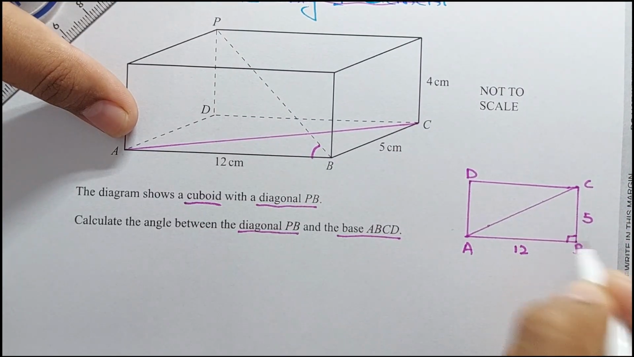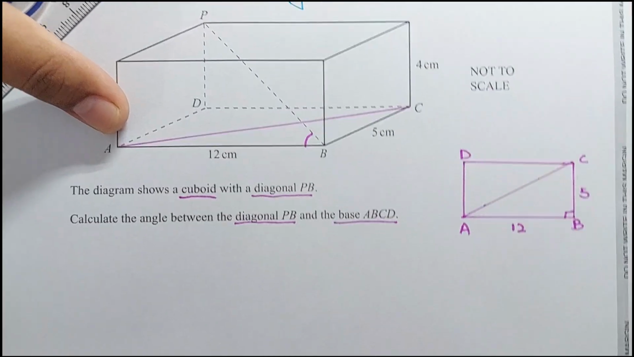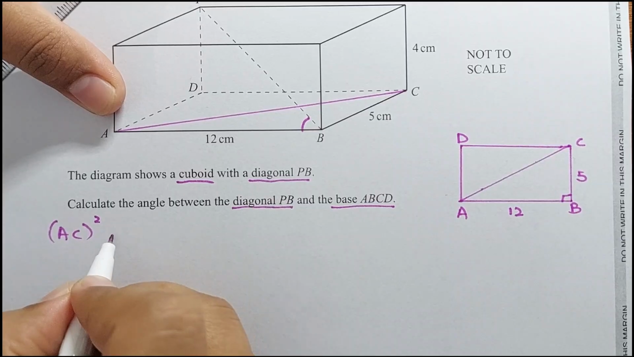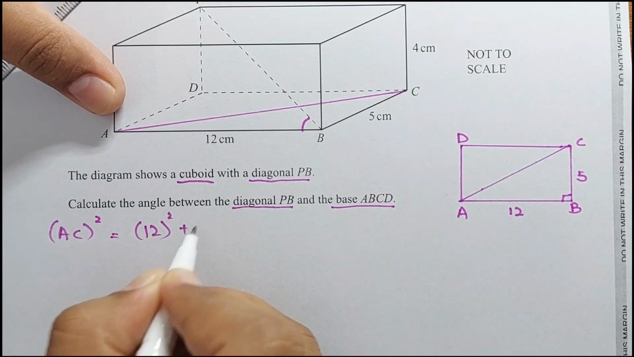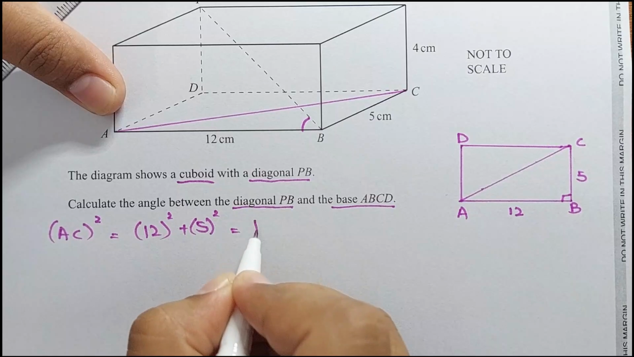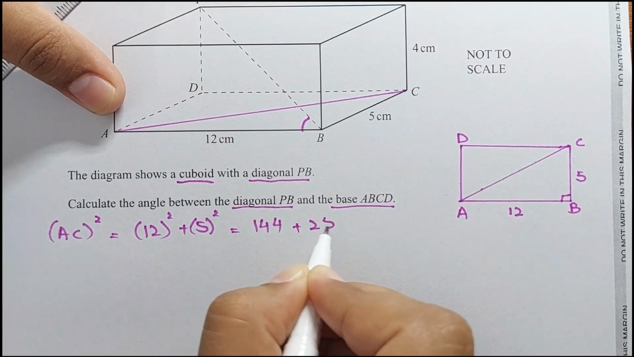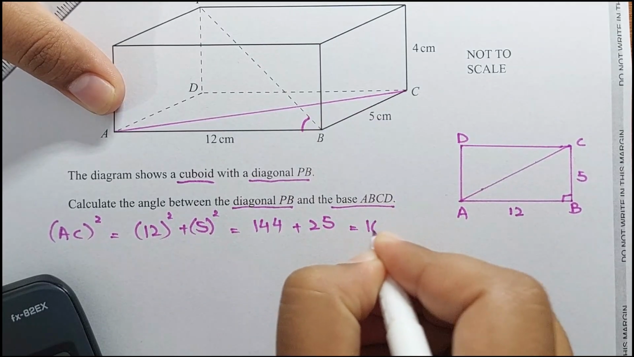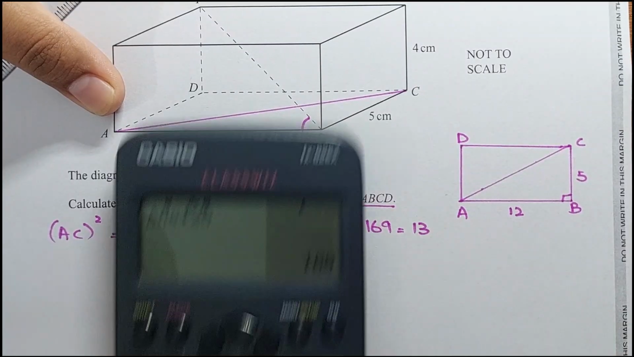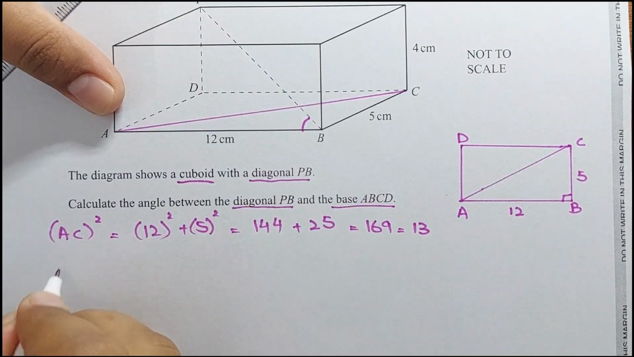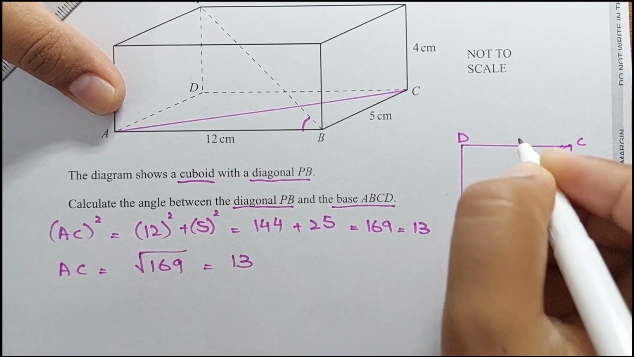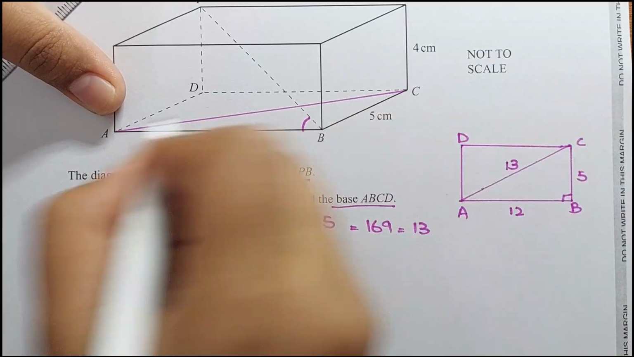Since ABC is a right angle triangle, we can find AC by the Pythagoras theorem. AC squared equals 12 squared plus 5 squared. 12 squared is 144 and 5 squared is 25, which gives 169. 169 is the square of 13. Take its square root, it's 13. So AC is the root of 169, which equals 13. So we have AC which is 13.